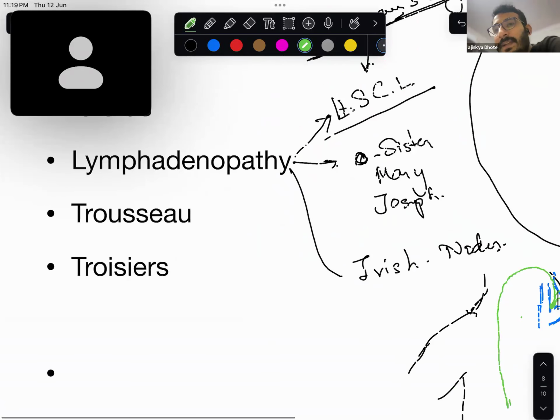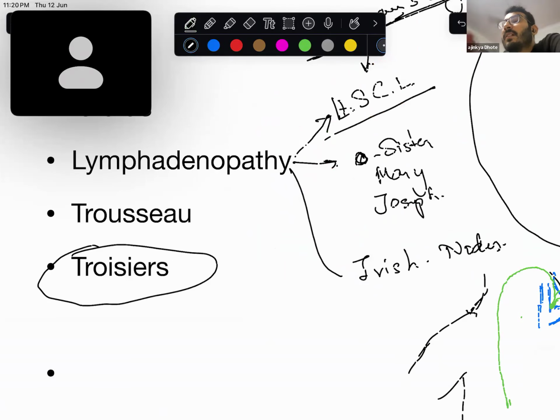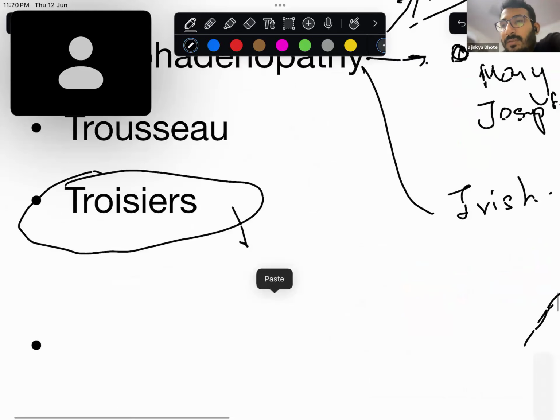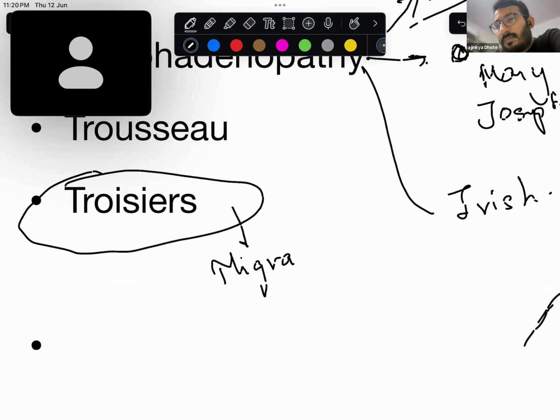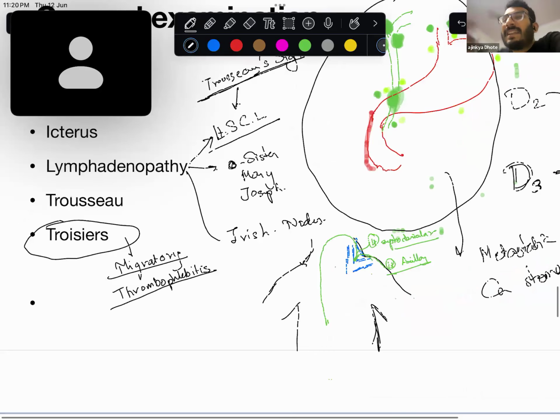Now there's another sign that is seen. I don't know if any of you know this sign. I think I'll again keep it as a question. I'll just give you a hint. This is also known as your migratory thrombophlebitis. I'll just describe it.